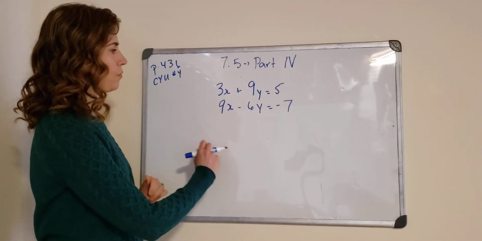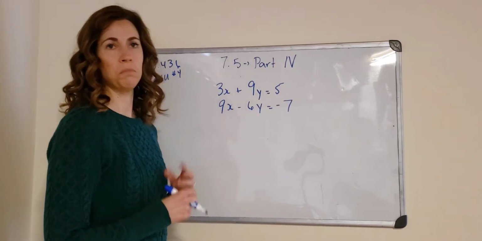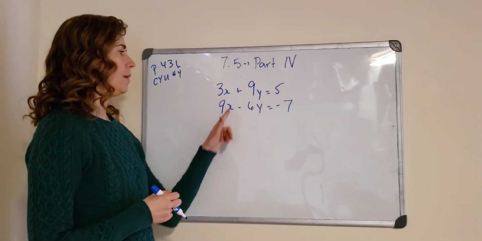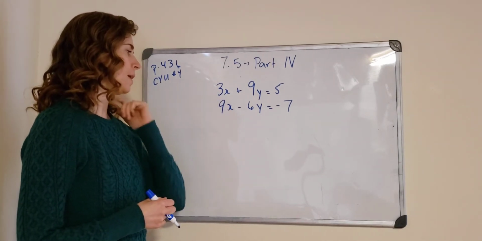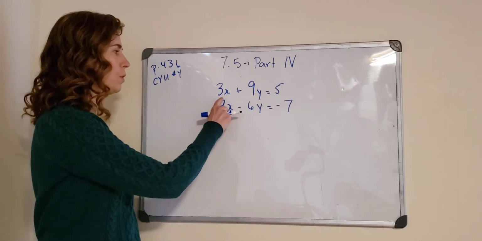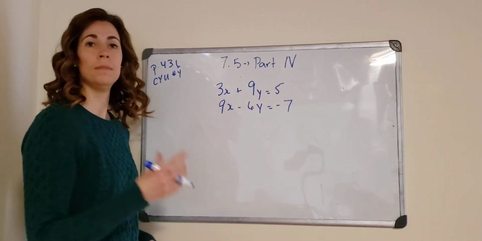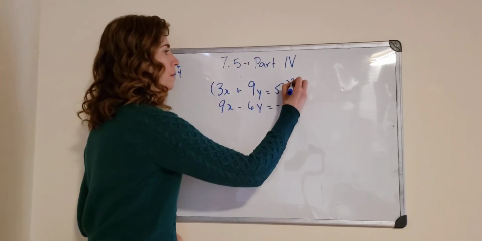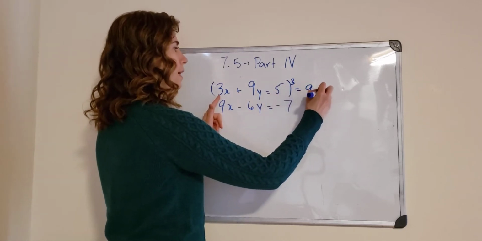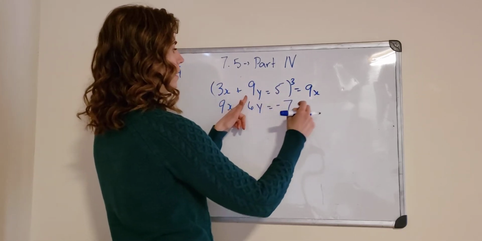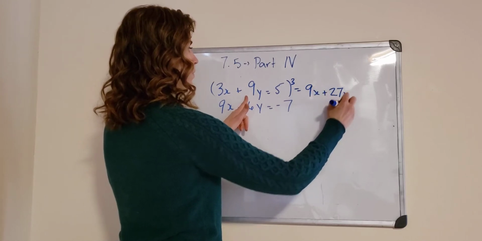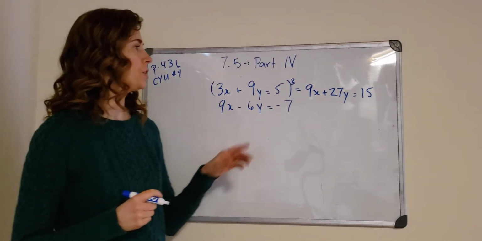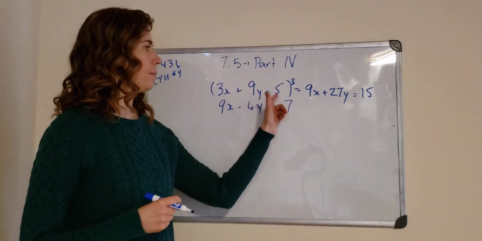x, x, not the same coefficient. y, y, not the same coefficient. Okay, no problem. So let's see how we could make the coefficient on x the same in both. I'd say the easiest way would be, what could I multiply this 3 by to get a 9? Excellent, 3. So let's multiply this whole equation by 3. 3 times 3x is 9x. 3 times 9y is 27y. 5 times 3 is 15. Again, we've just made an equivalent linear equation by multiplying each term by 3.